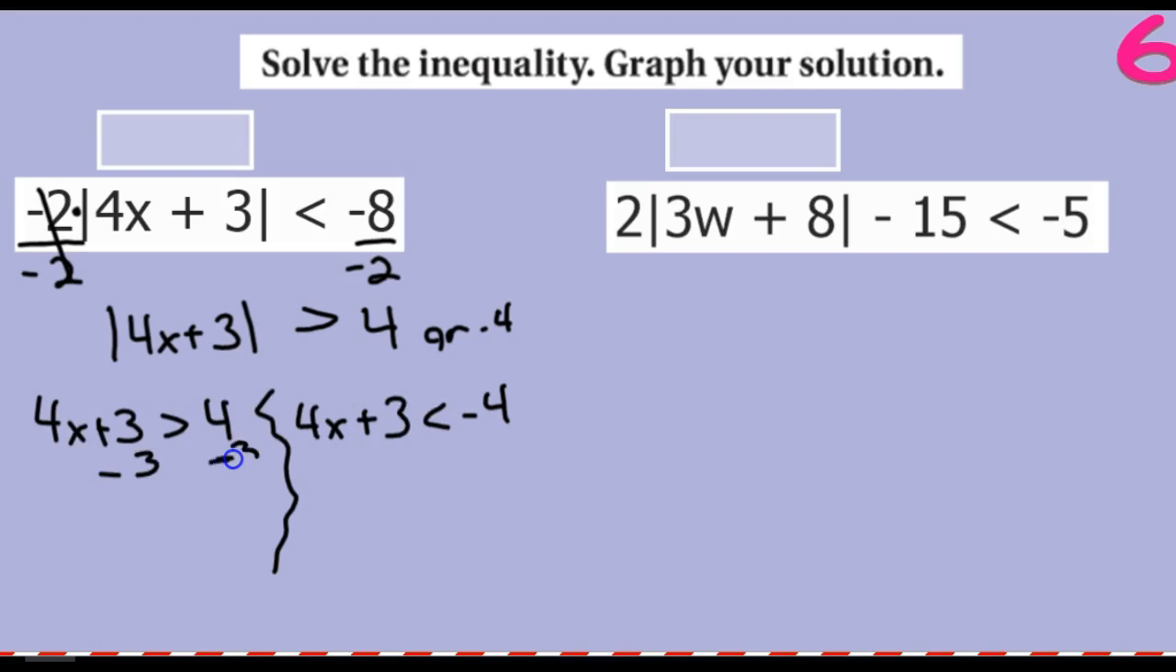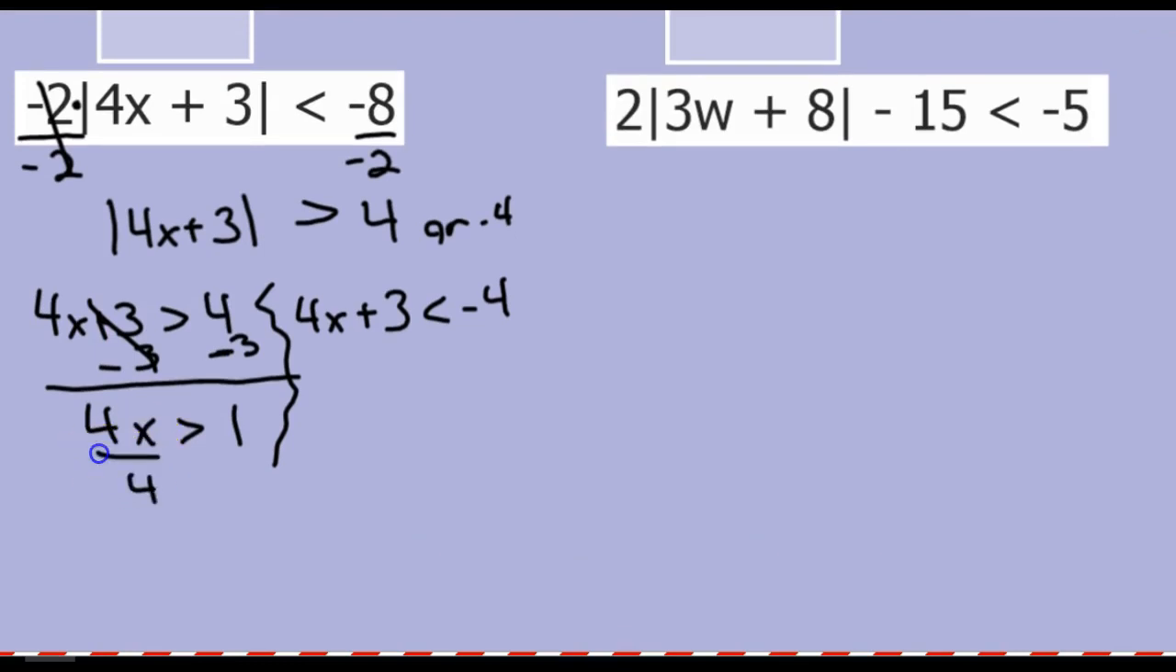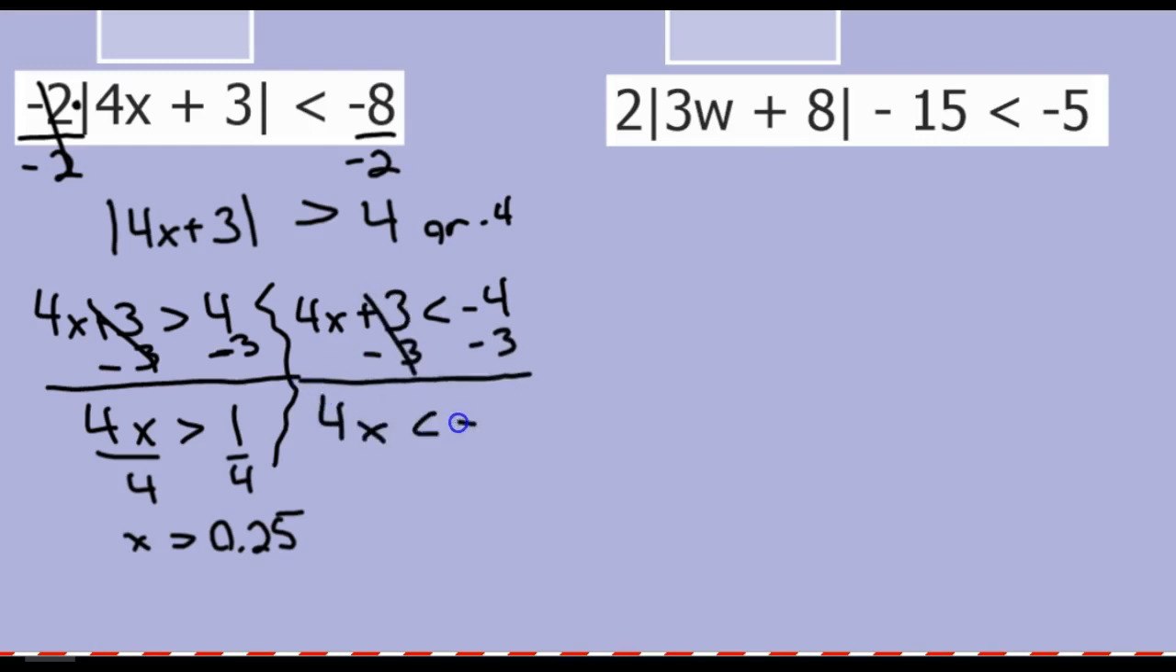So I'm going to subtract 3 from both sides here. And we get 4x is greater than 4 minus 3, which is 1. Divide by 4. We get x is greater than 0.25. Here subtract 3. We get 4x is less than a negative 7. Divide that by 4. And we get x is less than negative 1.75.